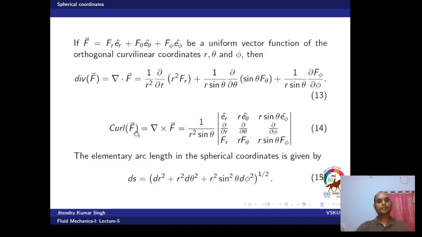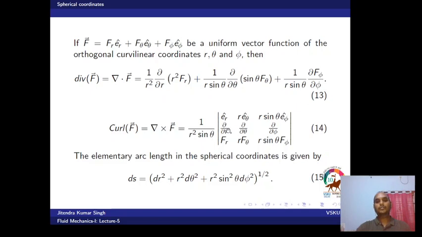Now the curl of a vector field f, that is del cross f, is equal to 1 by h1 h2 h3. So h1 is 1, h2 is r, and h3 is r sin theta, so we get 1 by r square sin theta here. The first row of this determinant is h1 e1, so h1 is 1 and e1 is e_r. The next element is h2 e2, so h2 is r and e2 is the e_theta unit vector, so r e_theta. And this element is h3 e3, so h3 is r sin theta and e3 is the e_phi unit vector.